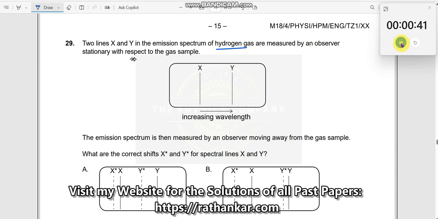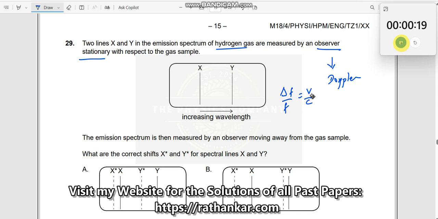Okay, where stationary observer? Whenever you say stationary observer, you are definitely talking about a Doppler effect. The emission spectrum is then measured by an observer moving away from the gas sample. When you move away from the gas sample, and you are talking about spectra, then what is the Doppler effect formula? Delta F by F is equal to V by C.